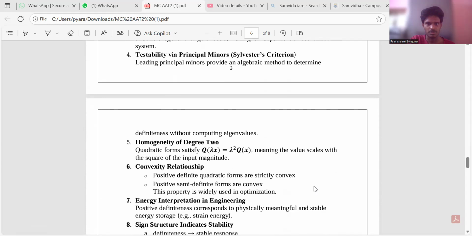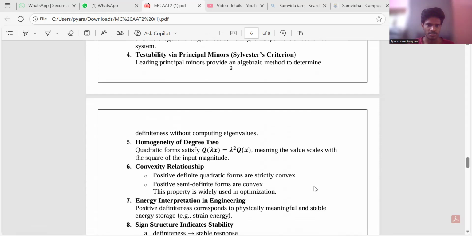Testability via principal minors: leading principal minors provide algebraic methods to determine definiteness without computing eigenvalues. Homogeneity of degree 2: quadratic forms satisfy q of lambda x is equal to lambda squared times q of x, meaning the value scales with the square of its input magnitude.